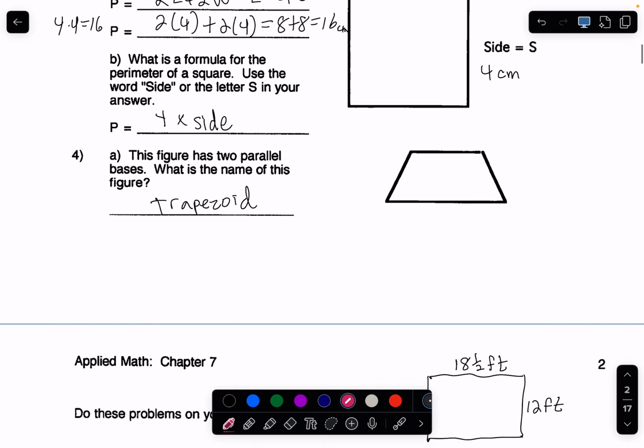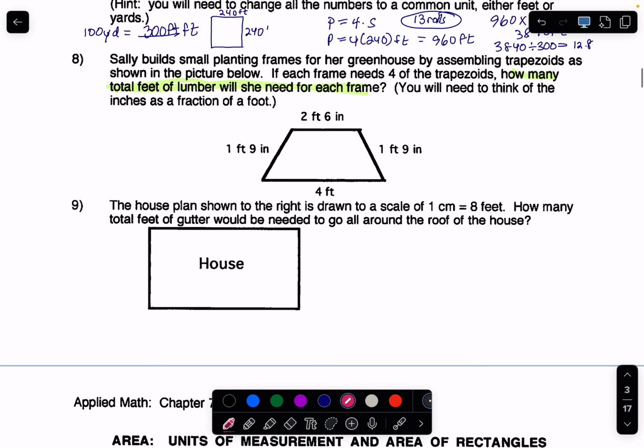Let's go back to our problem. We're looking at problem number 8. We need lumber. We need a piece of lumber to make one frame. How many frames did it say that we need for the greenhouse? How many of them do we put together? 4. We put 4 of them, okay?